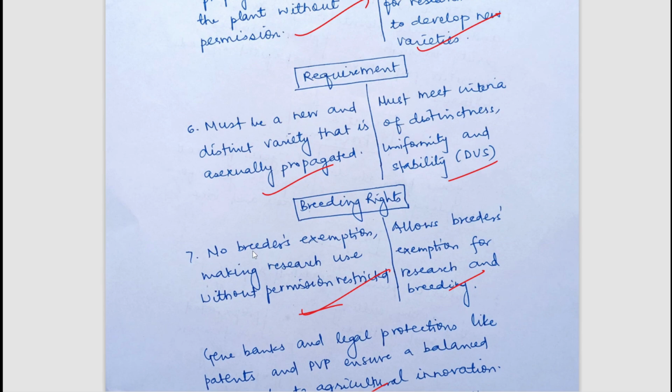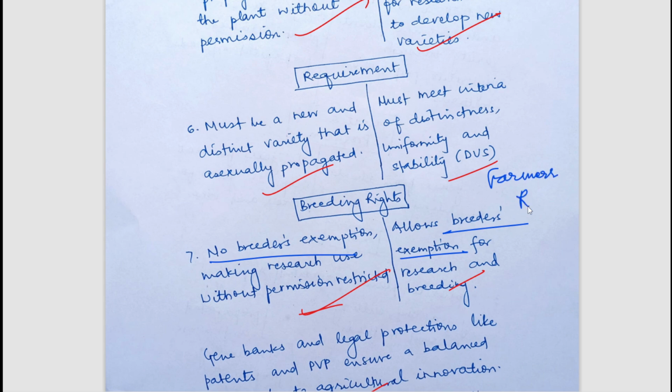For example, you can see in patents there is no breeder exemption, but in PVP, that is plant variety protection, breeders' rights, that is breeders' exemption, is mentioned. For example, recently there was a case where the PepsiCo company, which was doing contract farming with some farmers, provided some good quality potatoes. And what happened? The farmer then started planting those potatoes after the contract was over. So PepsiCo filed a case to stop the use of those varieties which were provided by them to the farmers during the contract. But the Supreme Court ruled in favor of farmers. That is what farmers' rights show here.